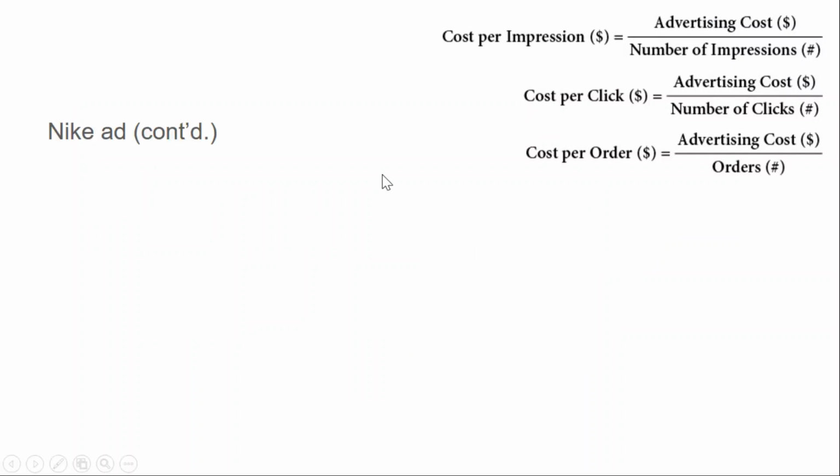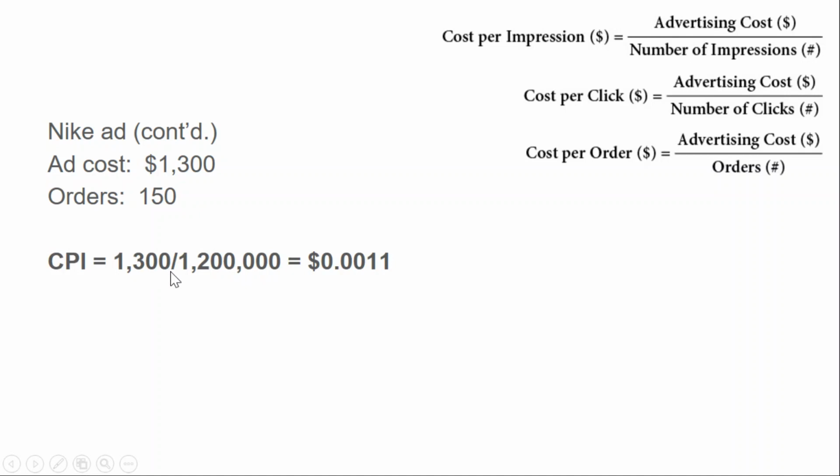So let's do some basic calculations, staying with our Nike ad. Let's assume this ad cost them $1,300 to place online, and we know they got 150 orders from it. Let's work through these calculations. The first one is cost per impression. We take the cost of the ad and divide it by the number of impressions. So 1,300 divided by 1.2 million, cost per impression is 0.0011. Pretty small.